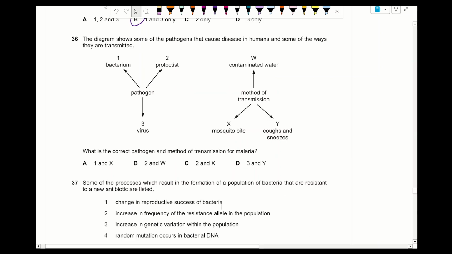Question number 36. The diagram shows some of the pathogens that cause disease in humans and some of the ways they are transmitted. What is the correct pathogen and method of transmission of malaria? So, the pathogen that causes malaria is Plasmodium, which is a protoctist. Therefore, 2 is correct. Now, the method of transmission is via female Anopheles mosquito bite. Therefore, this is correct, and the answer is going to be 2x.